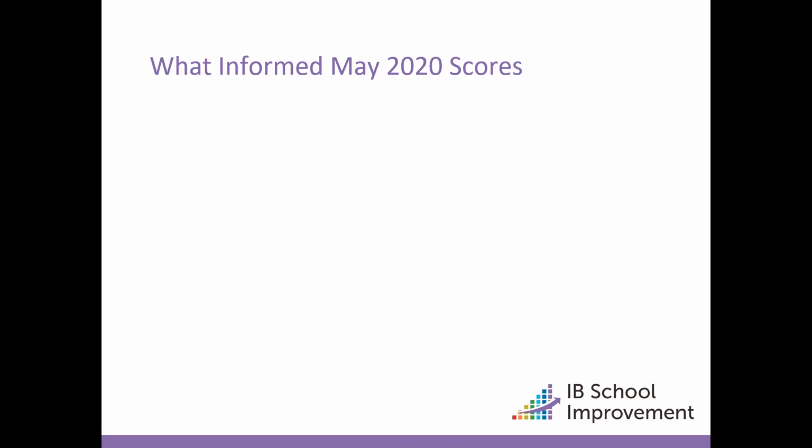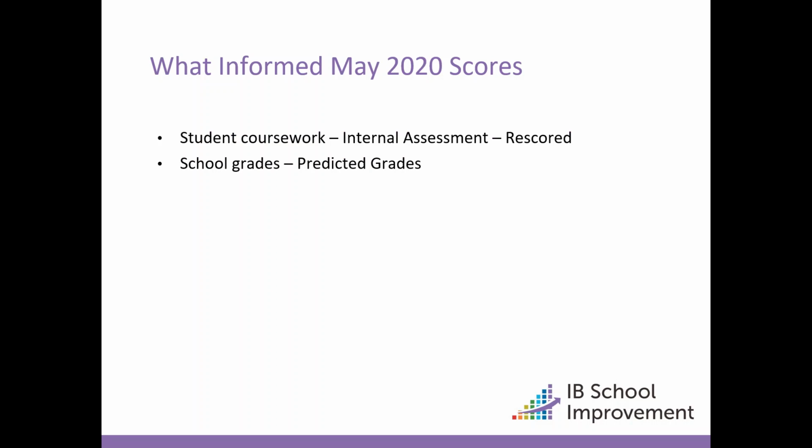However, in May of 2020, we did not give exams. So, how did IB award scores? First, student coursework, the internal assessment. We usually submit a sampling for moderation. In May of 2020, we submitted all of our internal assessments, and all of them were rescored. Second, using school predicted grades. In other words, what did the teacher believe the student would earn?